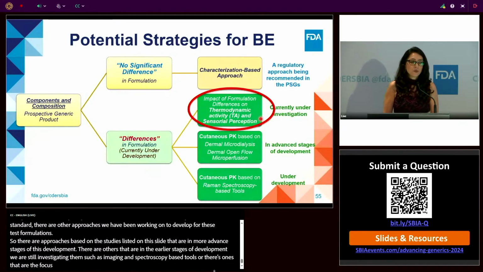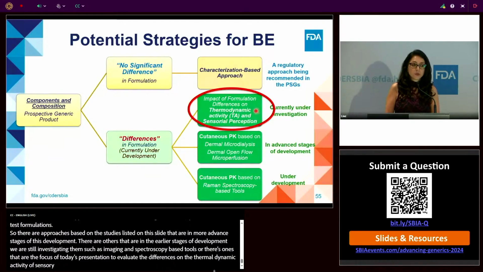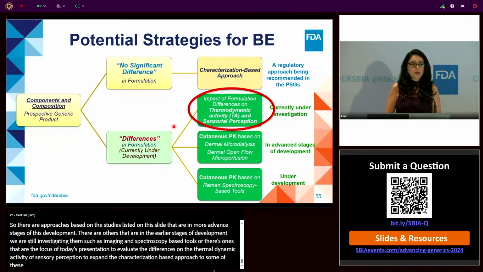And the one that is the focus of today's presentation is to evaluate the impact of formulation differences on thermodynamic activity and sensorial perception of topical products, to be able to expand the characterization-based approach to some of these test formulations that may have compositional differences compared to the reference standard.